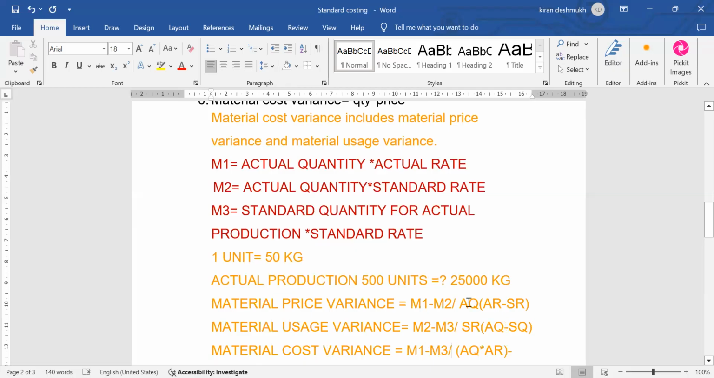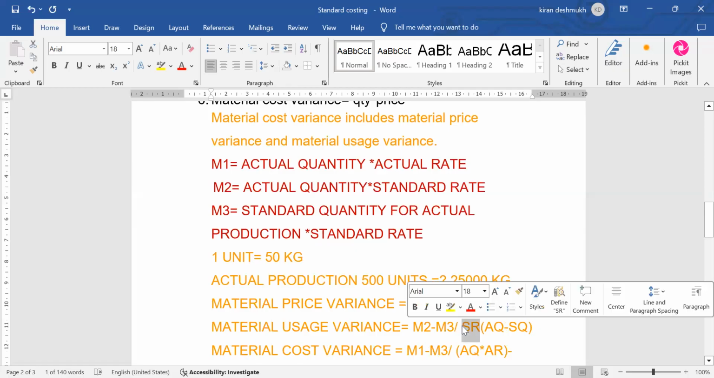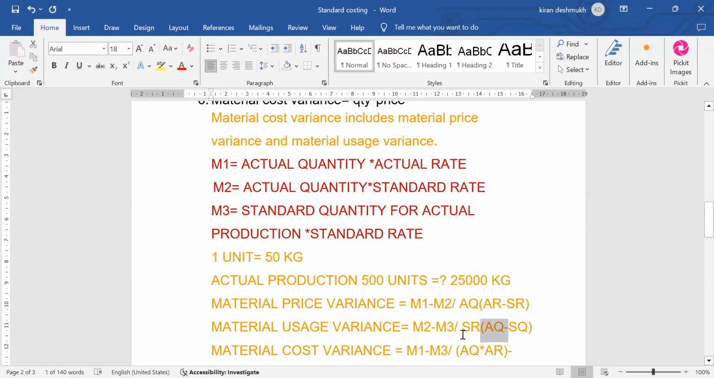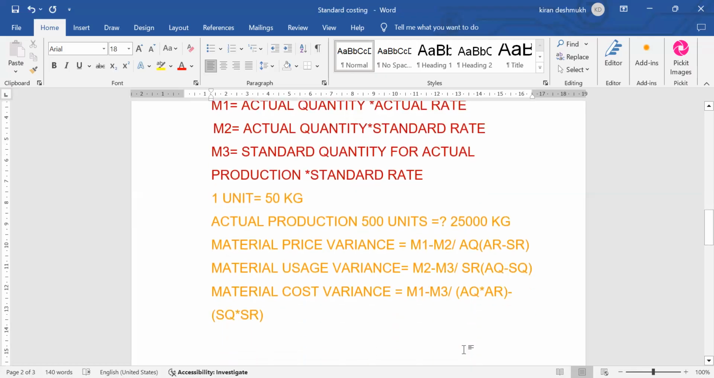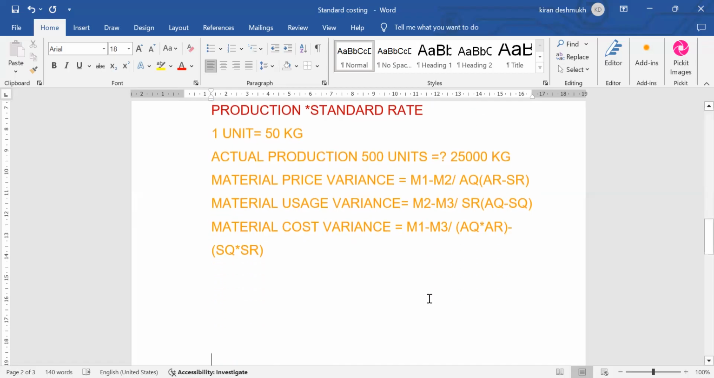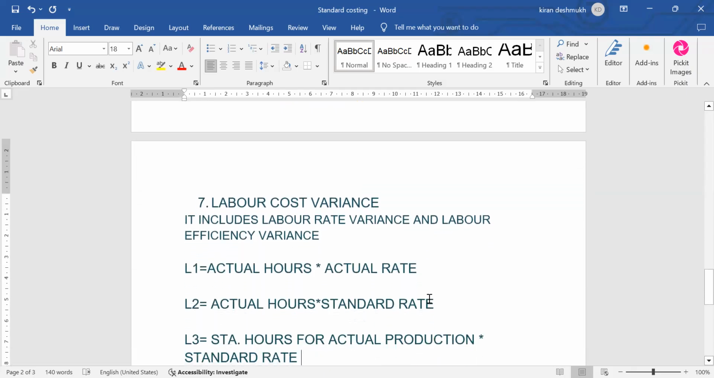All these formulas are given in the textbook. This whole part is also given in the textbook, but I have simplified it as M1, M2 and M3. For whatever 7 mark, 8 mark or 15 mark question, you can easily score here. The same thing is applied with labor.